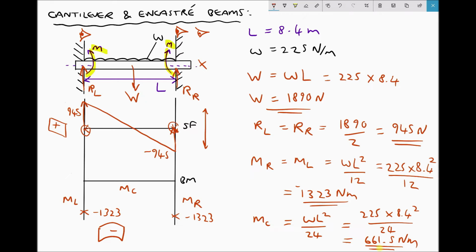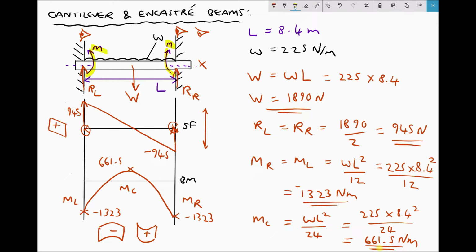The bending moment at the centre, however, caused by the weight of the beam, is trying to make the beam sag. Sagging is positive bending. So what we end up with at the centre is a positive bending moment, this time of 661.5. So the profile of our bending moment diagram with the UDL is going to appear something like that.